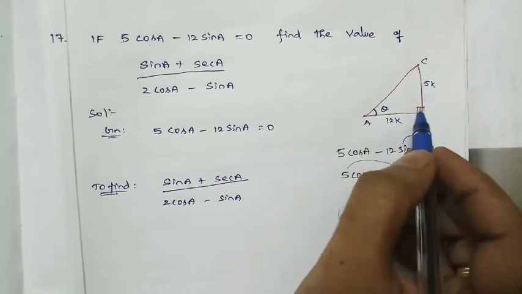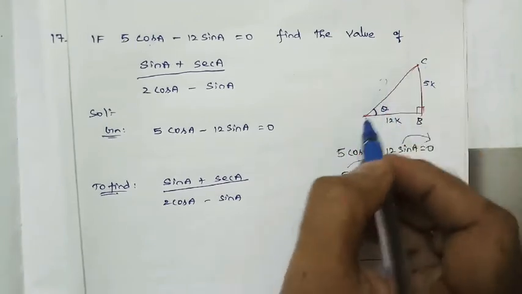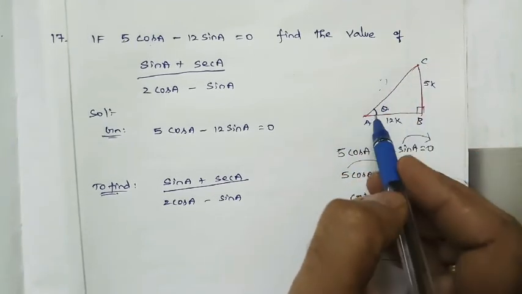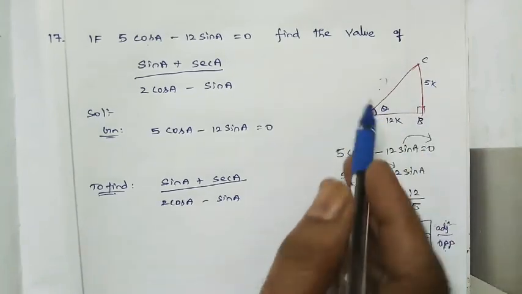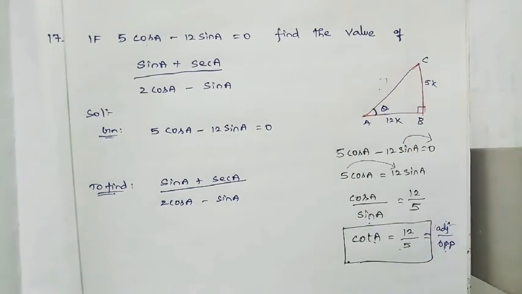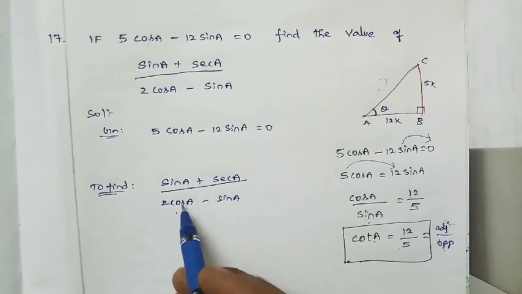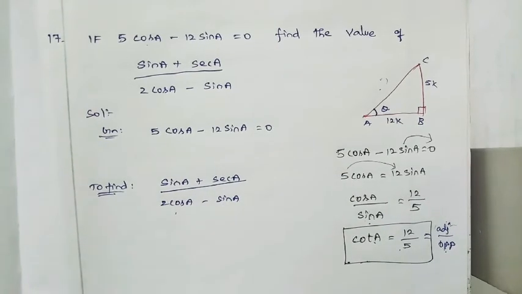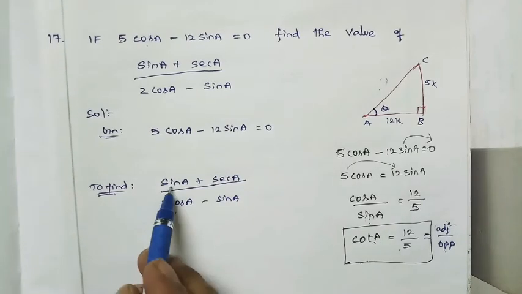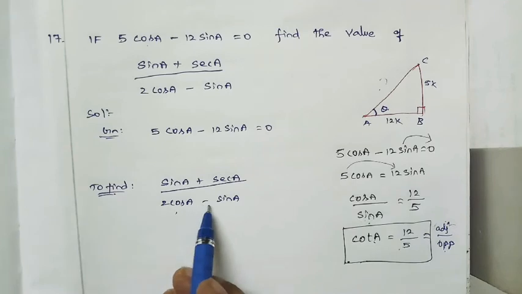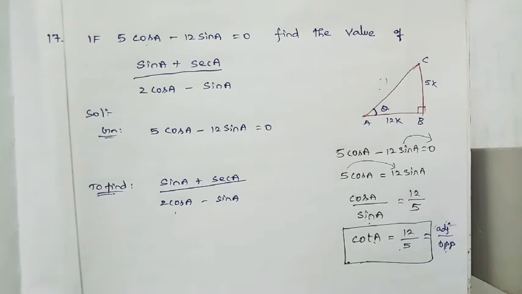By using the Pythagoras theorem, we are going to find the length of the hypotenuse. After finding all three sides, what do we want to find? Sin A, sec A, cos A. These three we want to find. After finding them, just substitute and simplify, and we will get the value of sin A plus sec A divided by 2 cos A minus sin A.